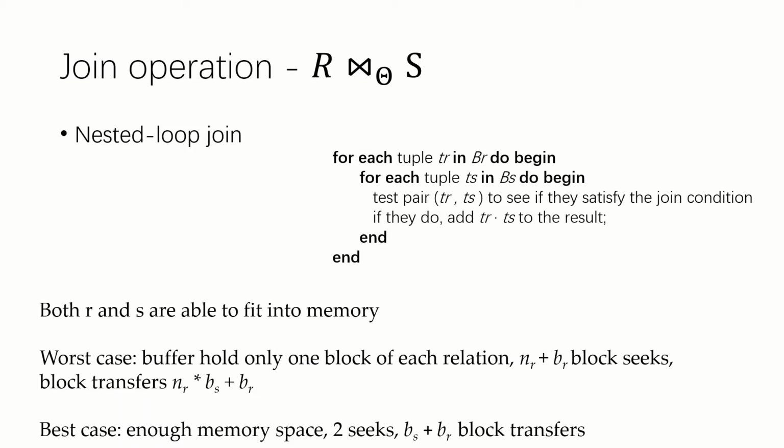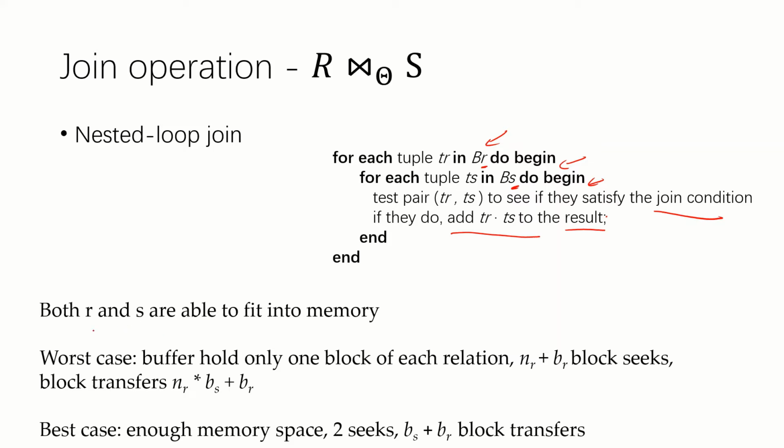In the nested loop join, this is in fact equivalent to 2 for loops. So we have the first for loop that goes across the tuples of relation R, and the second for loop that goes across the relation S. And we're going to iterate across these 2 for loops to test if they satisfy a certain join condition or not. And if they do satisfy the join condition, that pair will be added to the result.